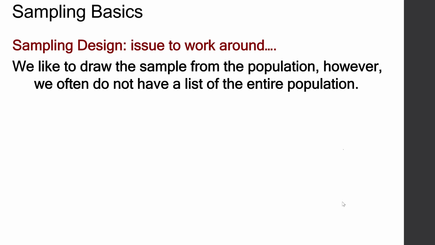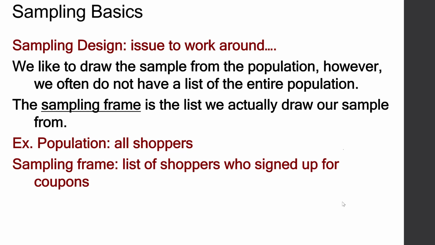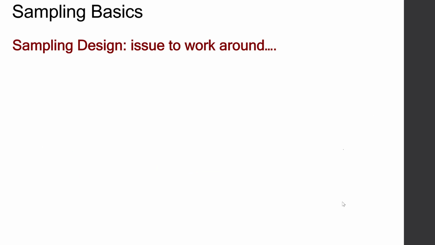All right, an issue we need to work around. We'd like to draw the sample from the population. However, we often don't have a list of the entire population. Think about trying to poll all U.S. adults. There's no way that you can get a list of all U.S. adults. So the sampling frame is the list we actually draw our sample from. For example, if the population was all shoppers, we might use a list of shoppers who signed up for coupons as our sampling frame in order to get our sample from.